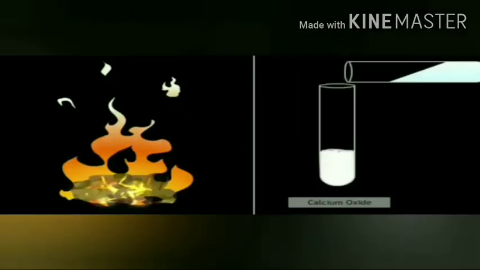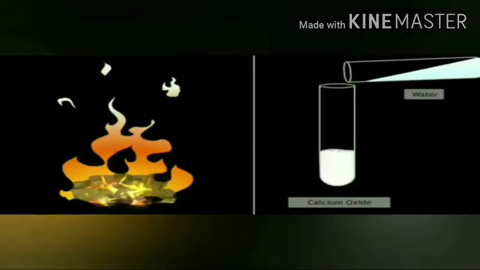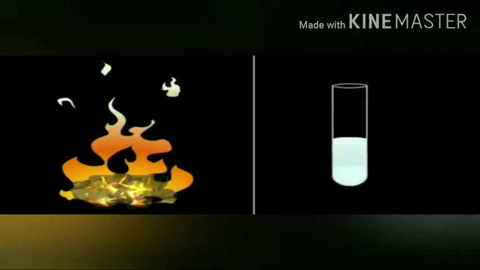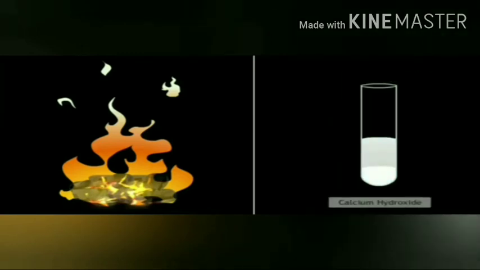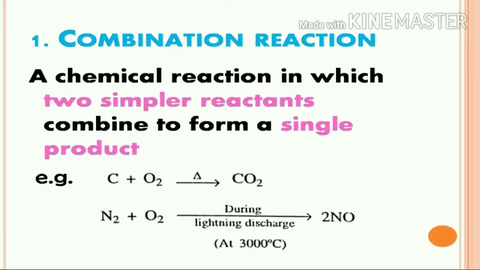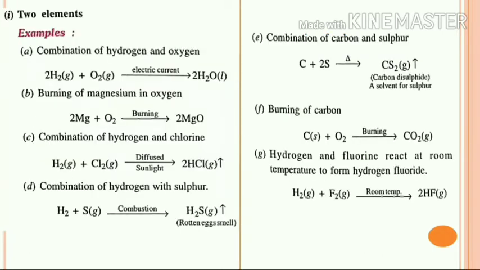If we talk about calcium oxide reacting with water to form slaked lime, that is calcium hydroxide, here in this reaction, two compounds, calcium oxide and water, combine to form a single product called slaked lime. So, a combination reaction is defined as a chemical reaction in which two simpler reactants combine to form a single product. Here are some examples of combination reactions in which the reactants are elements.